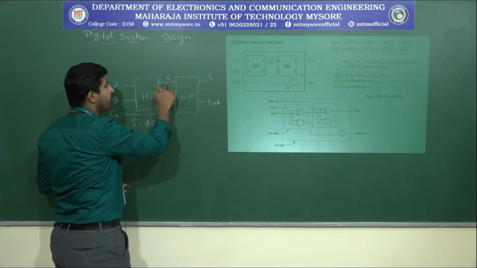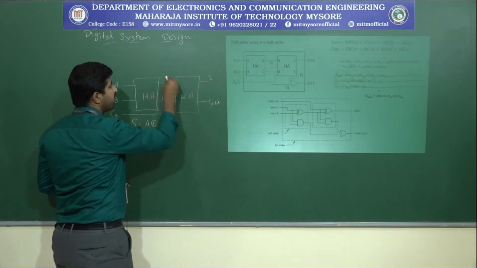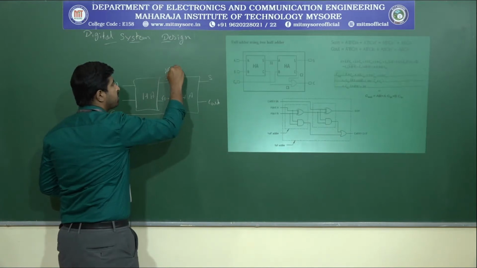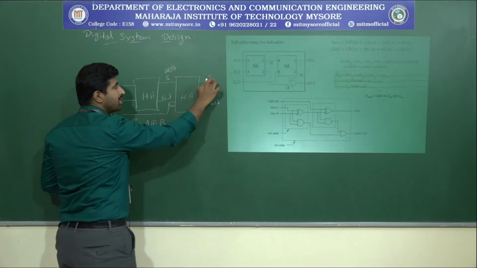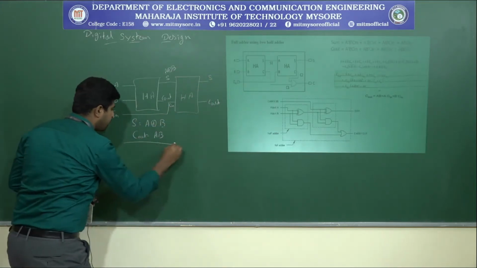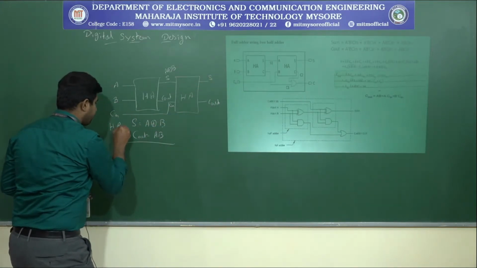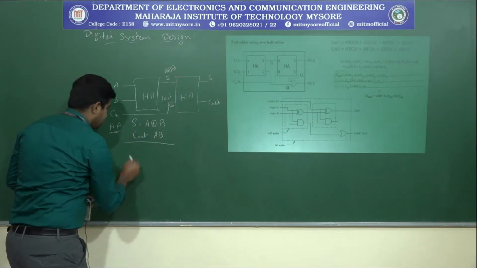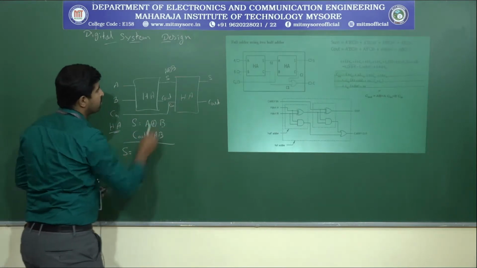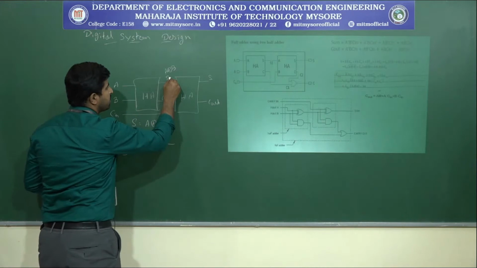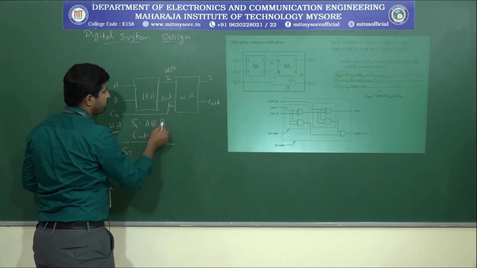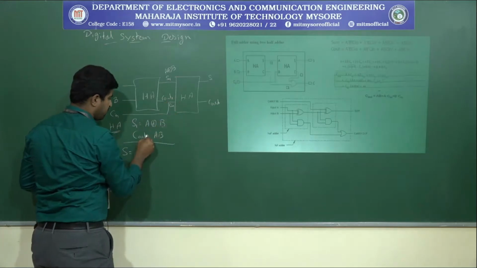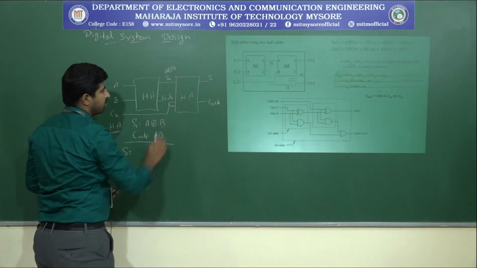Here, what inputs are we giving to the second half adder? We are giving A XOR B, and the other input is C in. So what is the sum now? This corresponds to the half adder. Now the circuit sum, I will write here as S1, and C out 1, just to make a difference.